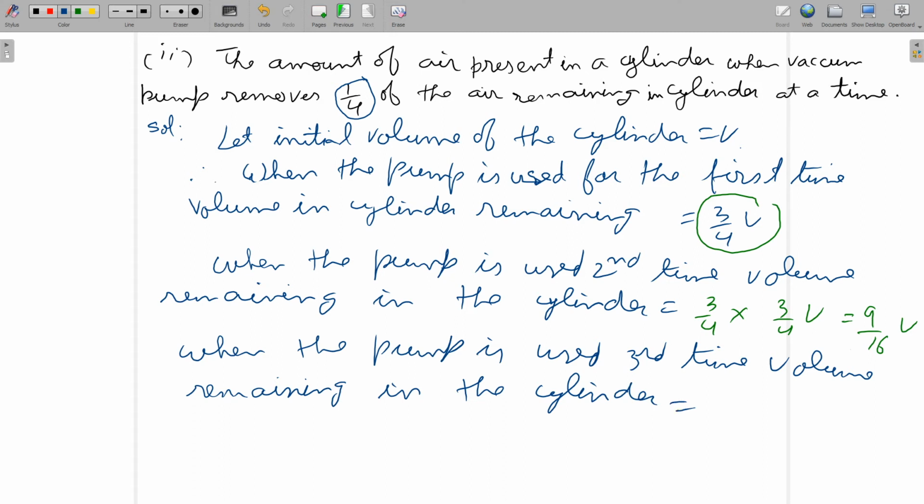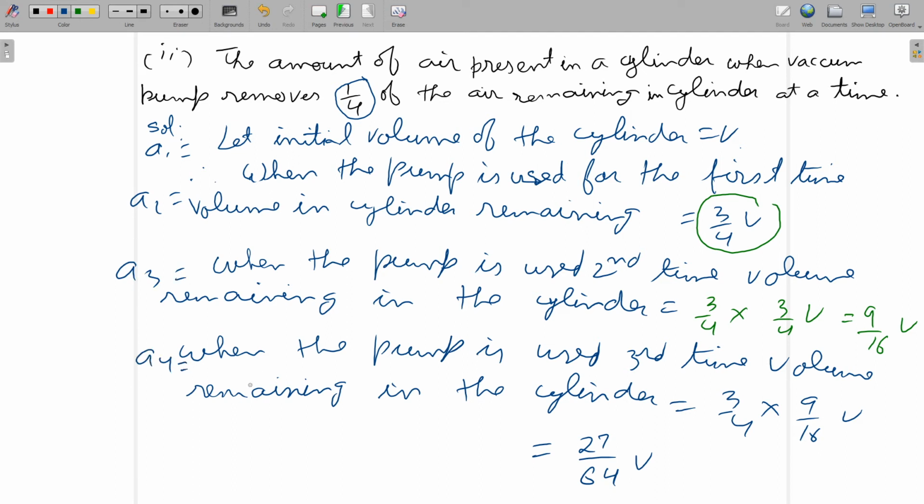That is 3 by 4th of this. So 3 by 4 into 9 by 16V, and that is equal to 27 over 64V. Now let us check whether this is an AP or not. So what we'll do is that we can take the very first one as A1, this can be taken as A2, this can be taken as A3, and this can be taken as A4.